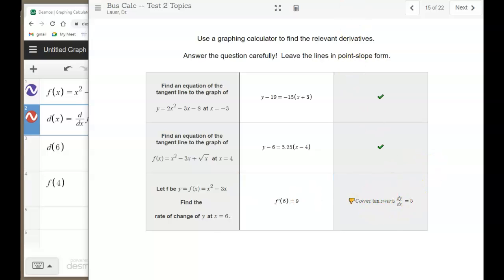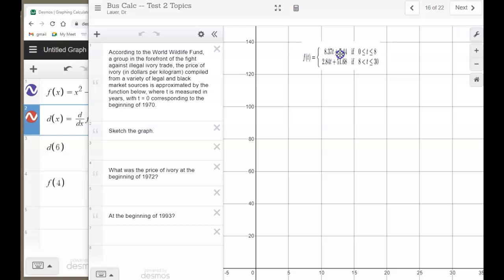That was unintentional. So the next one gives you a graph to sketch. So here is the World Wildlife Fund, and we have this graph here. So 0 is 1970.